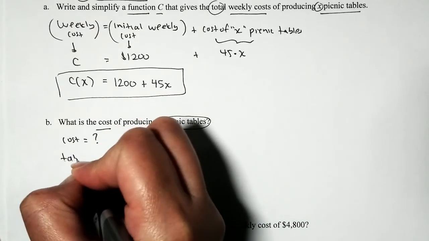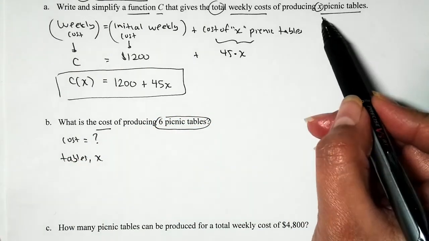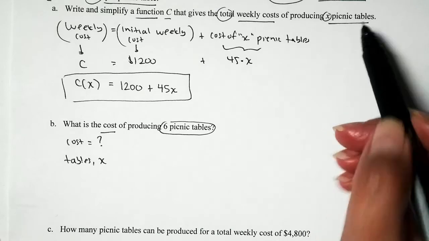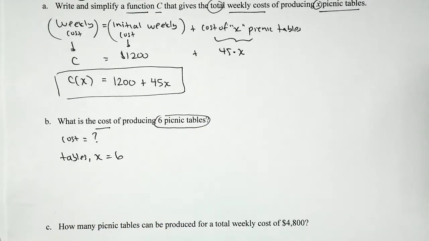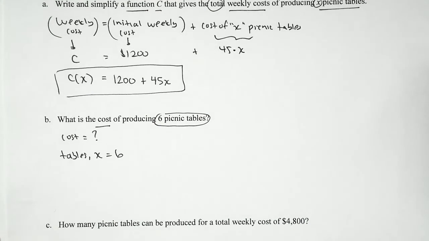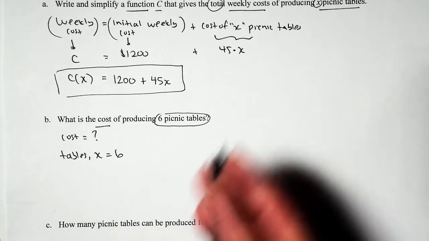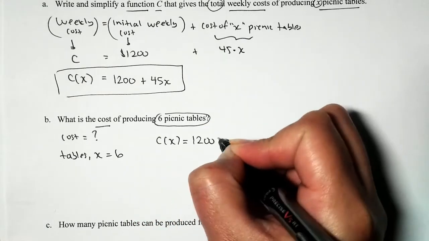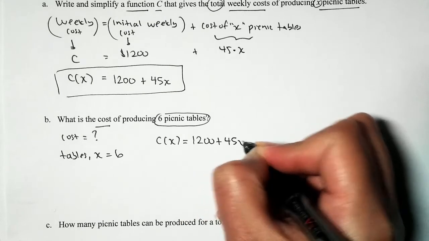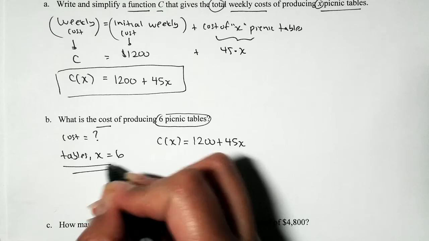The tables are given by x, because the prompt says x picnic tables. Here we have 6 picnic tables, so x equals 6. What this is saying is: find the cost when x equals 6. We have a nice model that allows us to find the cost at any given time. So let's go ahead and substitute a 6 for x.